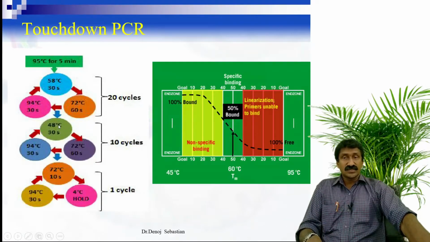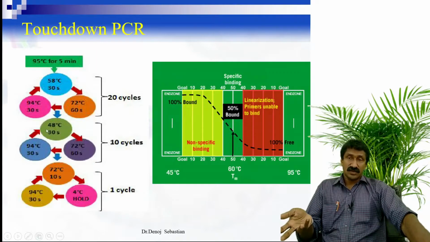But if you are initially using this 48, the non-specific binding products will be much more. But in this case, the first 20 cycles were set at a high temperature of annealing, so that non-specific binding is not occurring at that stage. But after 20 cycles, you have sufficiently larger quantities of the template DNA available, and non-specific binding will not occur after that. So after 20 cycles, you will bring down the annealing temperature to 48, and again 10 cycles will be conducted, so that increased amplification can occur at that time.